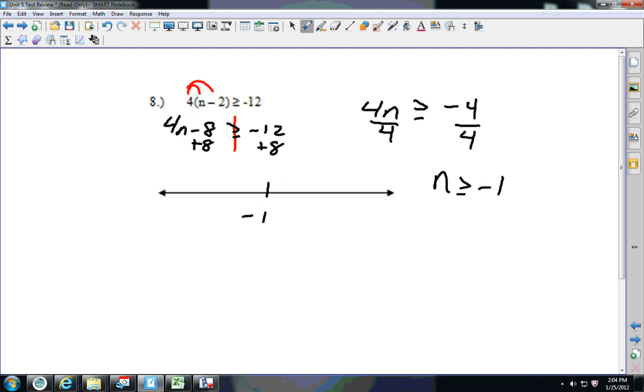So I'll go here to negative 1. We're going to put a closed in circle because it's equal to, and we're going to shade to the left. I'm sorry, that's the right, to the right.